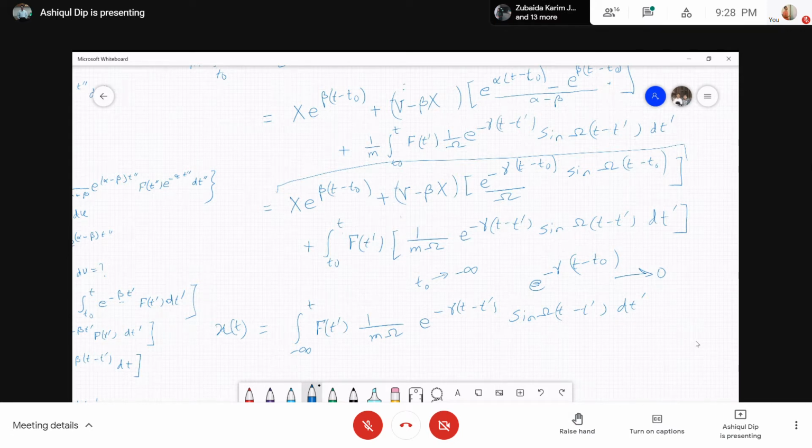Whatever we have found is the correct result, and that's satisfying. And now we know how to find the solution to any arbitrary driving force on a damped harmonic oscillator.